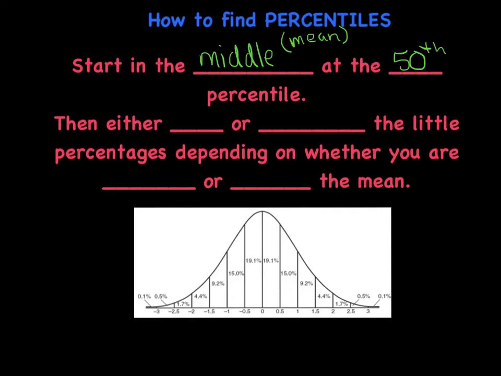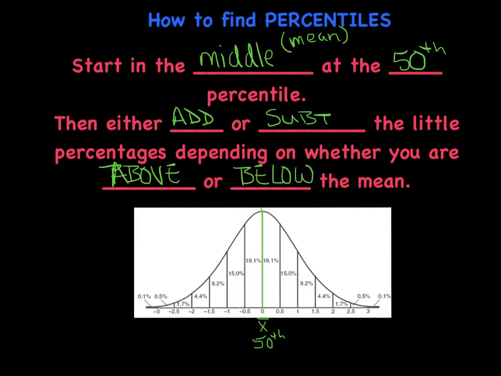Now, how do you know that the mean is the 50th percentile? Well, we said earlier 50% of the data lies to the left and 50% lies to the right. So right there in the middle, I want you to put a 50th on your sketch in your notebook, okay? Then we're either going to add or subtract the little percentages you see, depending on whether you are above or below the mean. I think it helps that adding and above both start with the letter A. So if you go above the mean, you are adding the percentages.